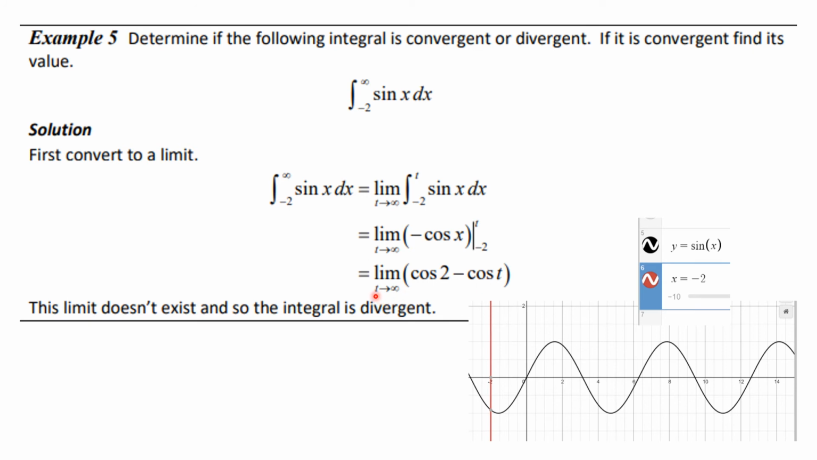But then I say, what happens to cosine of t as t tends to infinity? Let's just talk about the area. As cosine goes, it's going to range between 1 and -1 and 1 and -1 and 1 and -1. This limit doesn't exist because it doesn't get close to and stay close to a number. The limit doesn't exist, so the integral is divergent.